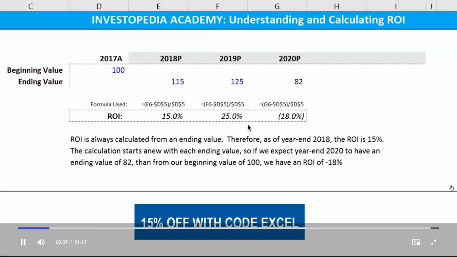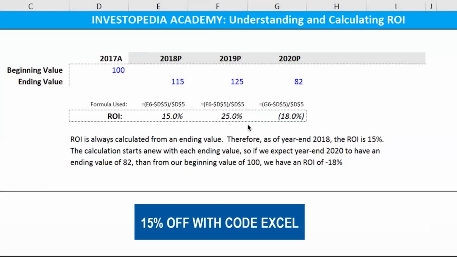Return on investment is a calculation that shows how an investment or asset class has performed over a certain period of time, expressed in percentage terms. The formula for calculating return on investment is very simple. It's simply the last value minus the beginning value divided by the beginning value. So let's test this out. In our table, we can see that the last price for 2018 was 115 and our beginning price was 100. And therefore, the return on investment is 15%.